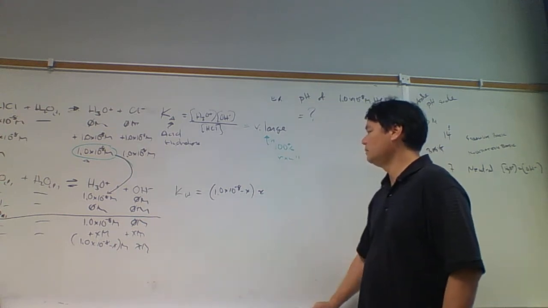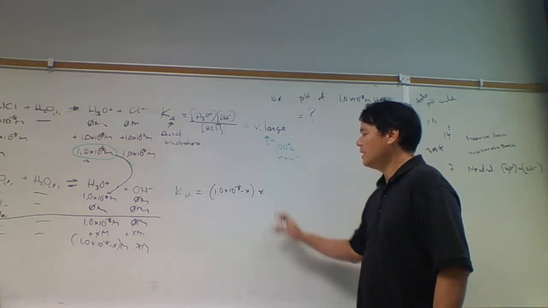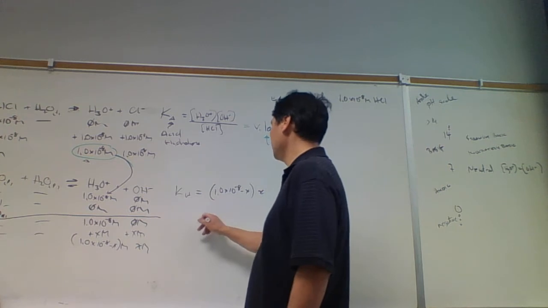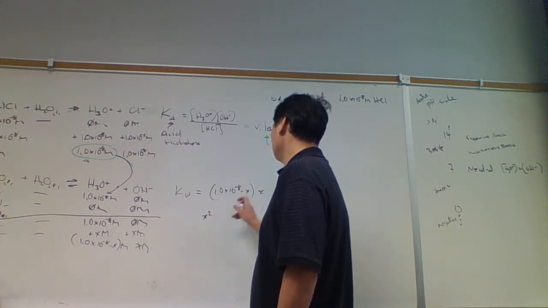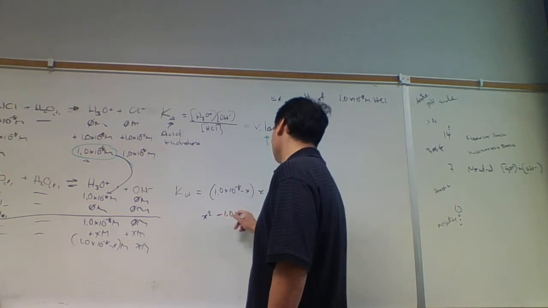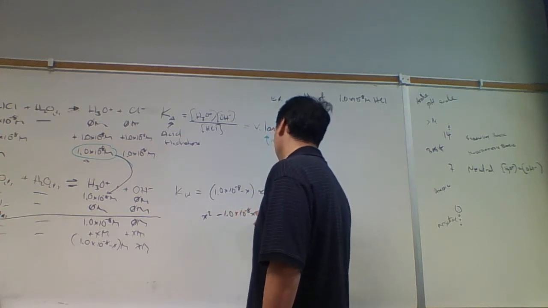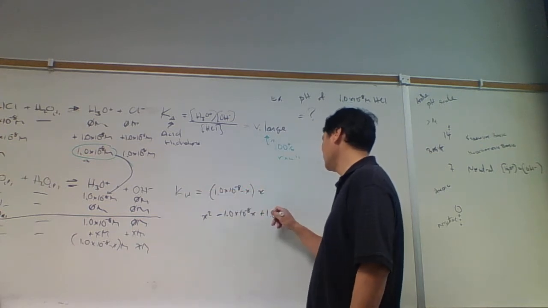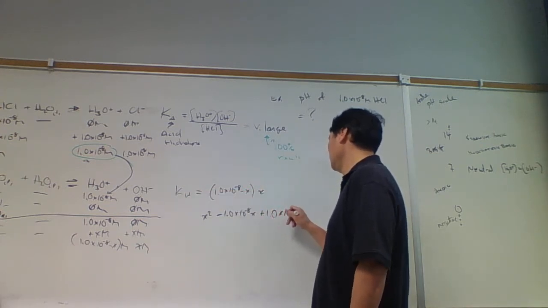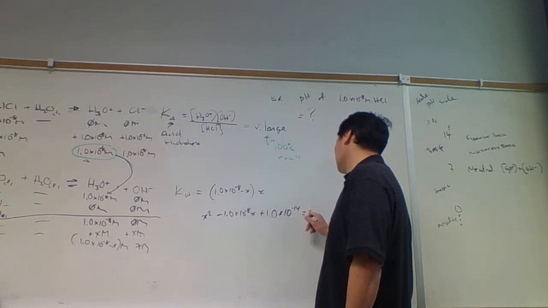This is equal to Kw. The math is much easier. We can quickly get it into quadratic form. This is going to be x squared minus 1.0 times 10 to the minus 8 x minus 1 point, or actually, I'm going to bring it to that side. So plus 1.0 times 10 to the minus 14 is equal to 0.